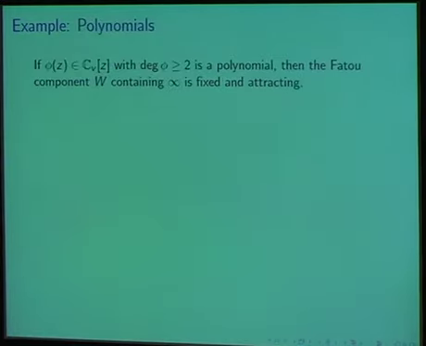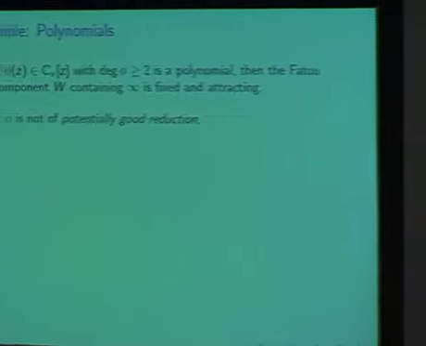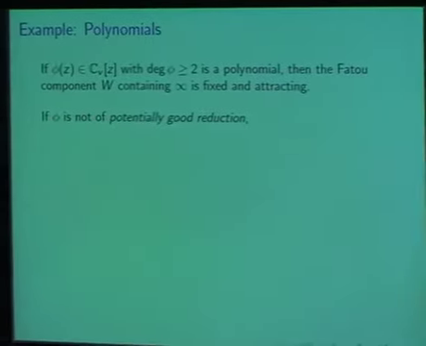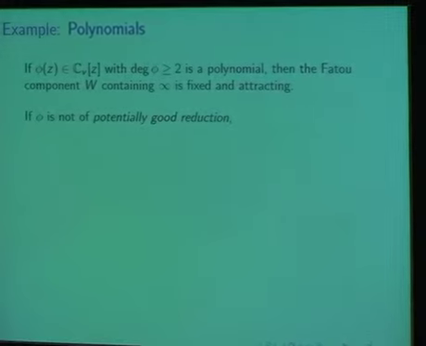Okay. Meanwhile, here's an example that comes up with polynomials. We've already seen this example a couple of times in various contexts, but let me say it a bit more generally. Given a polynomial, it fixes the point at infinity, and that's attracting because its derivative there, so to speak, is 0. Now, potentially good reduction just means that maybe it's not good reduction, but you can change coordinates so it is of good reduction. So let's assume phi is not in that case.